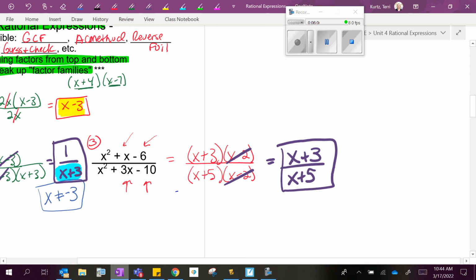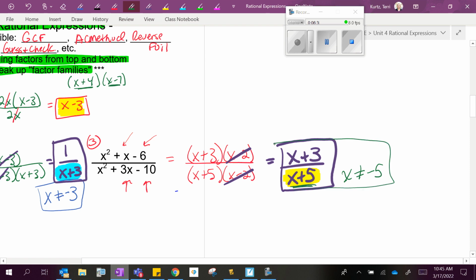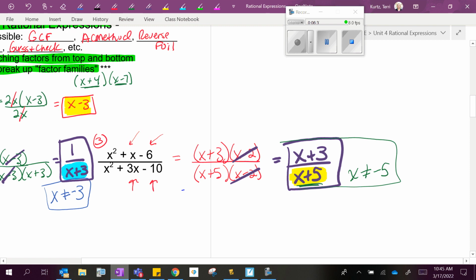Now I want to think about what values could make that denominator 0, because we don't want to allow those. The official word for what I'm about to do is stating the domain restrictions. So if this were a function, what values should x never be? Here we would never want x to be -5, because that would make the denominator 0. So there's my final answer with the domain restriction.